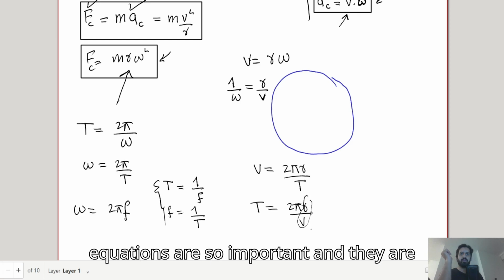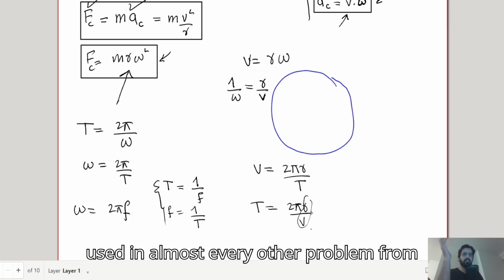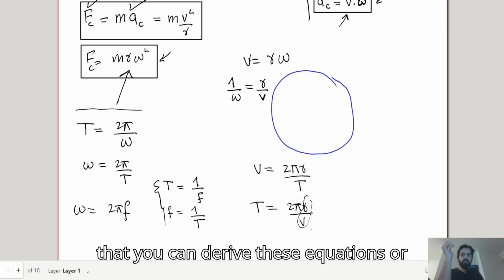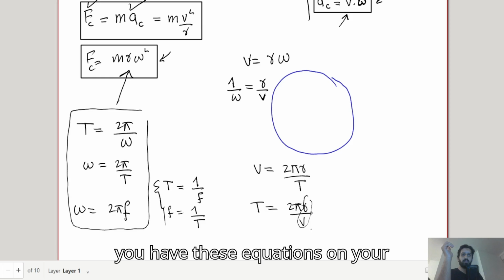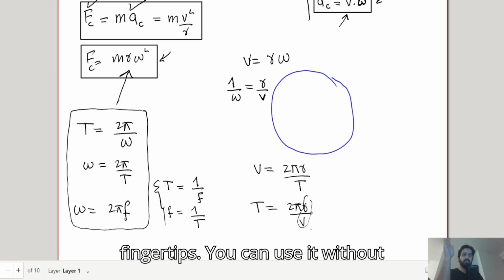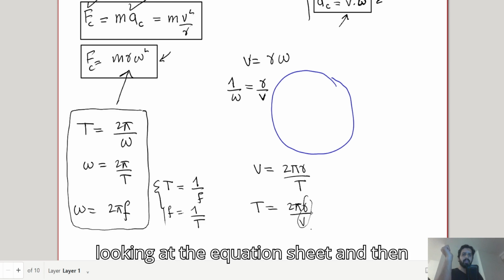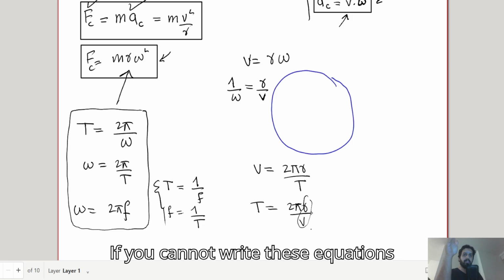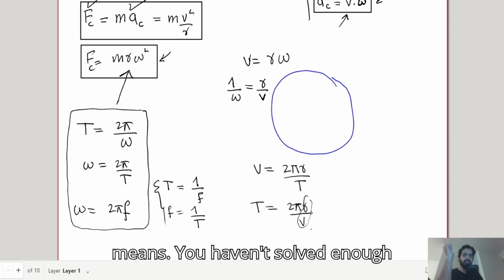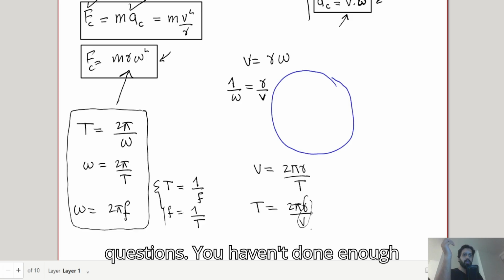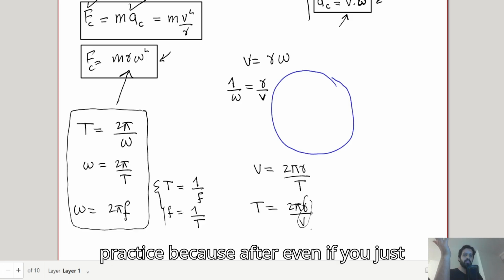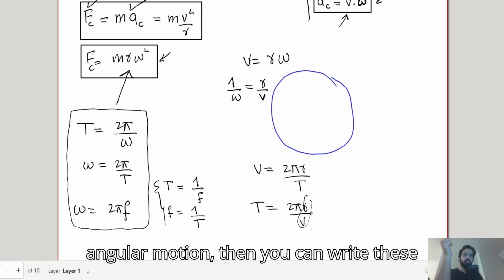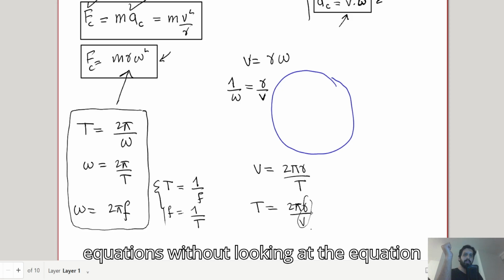These three equations are so important, and they are used in almost every other problem from circular motion. So it's really important that you can derive these equations, or you have these equations on your fingertips. You can use them without looking at the equation sheet, and then you will be able to solve these problems. If you cannot write these equations without looking at the equation sheet, it means you haven't solved enough questions, you haven't done enough practice, because even if you just solve 10 questions on time period and angular motion, then you can write these equations without looking at the equation sheet.